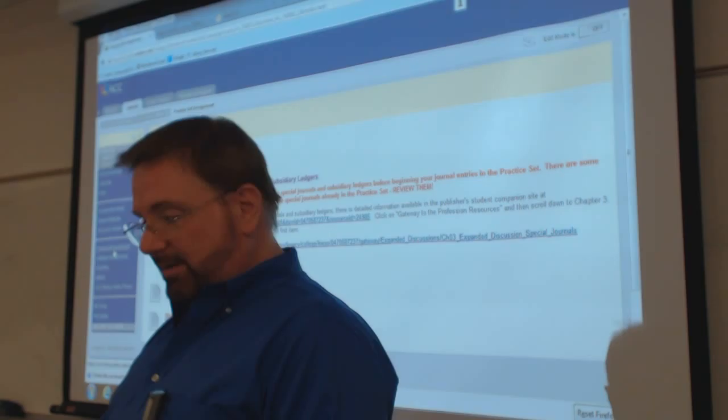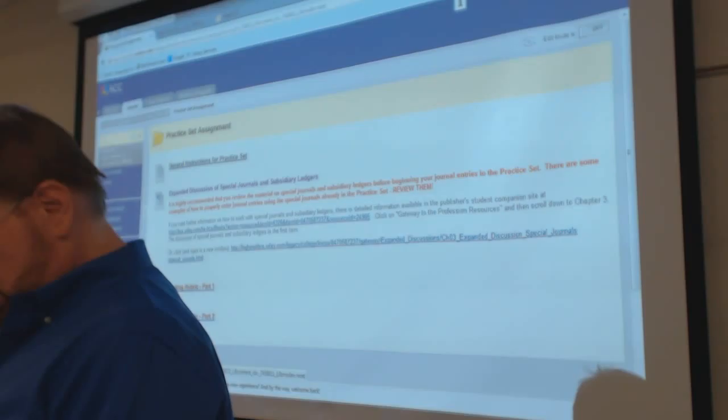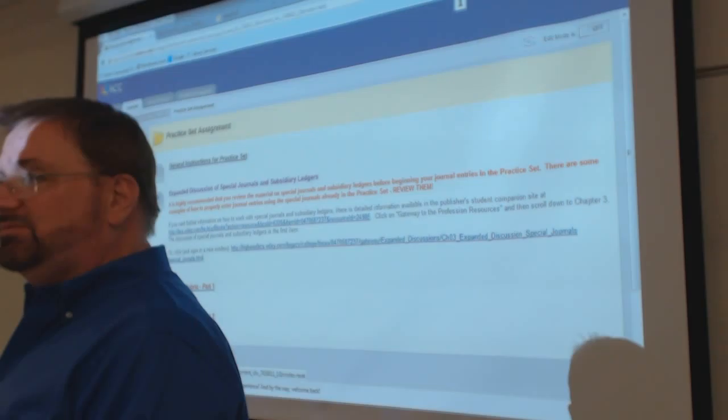So within the sales journal or the cash receipts journal, at the end of the month, you're going to want to check all your debit columns and add those totals together, and then add all your credits together and make sure that they're in balance, both for the cash receipts and the cash disbursements journal.